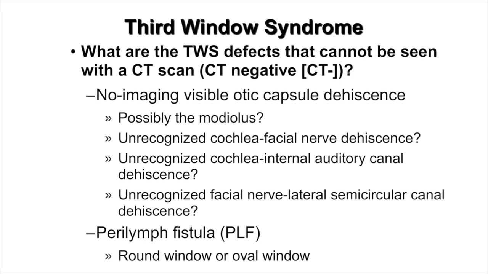An unrecognized cochlea-facial nerve dehiscence is also a possibility, as is an unrecognized cochlea-internal auditory canal dehiscence. Another entity which has not yet entered the literature is an unrecognized facial nerve lateral semicircular canal dehiscence, as described by Dr. Jerry Gianoli. Finally, perilymphatic fistula with a defect around the round window or oval window is another possibility.